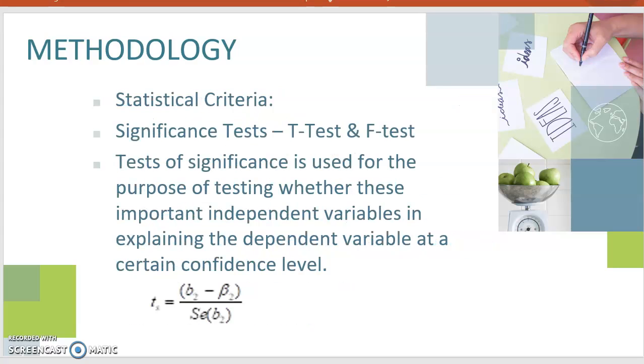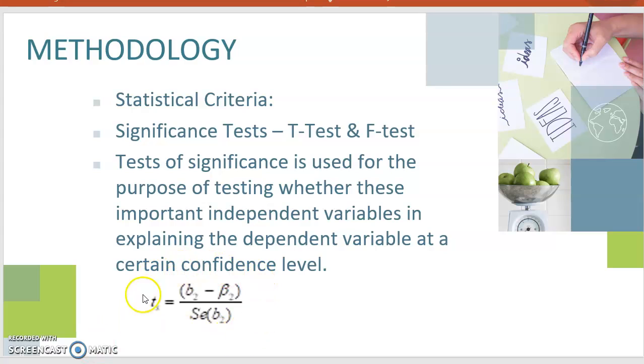Then the second method is by looking at the statistical criteria, where I use the t-test and also the F-test. Both are significance tests. The test of significance is used for the purpose of testing whether these independent variables are important in explaining the dependent variable at a certain confidence level.